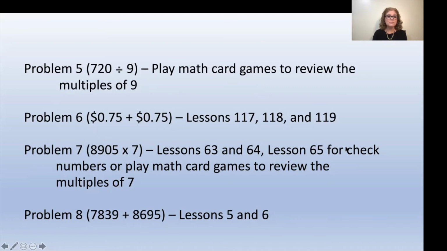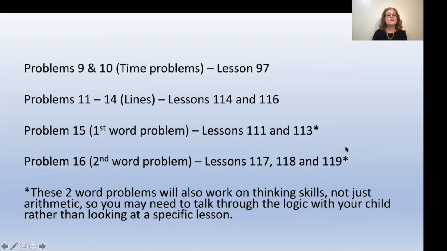For problem 7, which is 8,905 times 7, review lessons 63 and 64. Or you can review lesson 65 if they struggled with their check numbers, or you can play math card games to review their multiples of 7. For problem 8, which is 7,839 plus 8,695, review lessons 5 and 6. For problems 9 and 10, which are the time problems, review lesson 97.